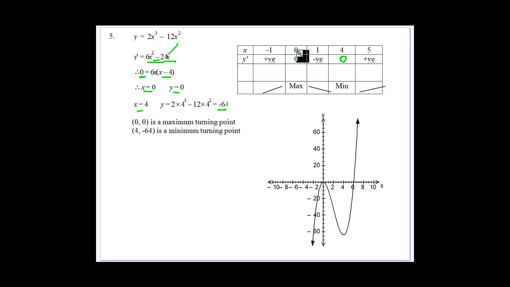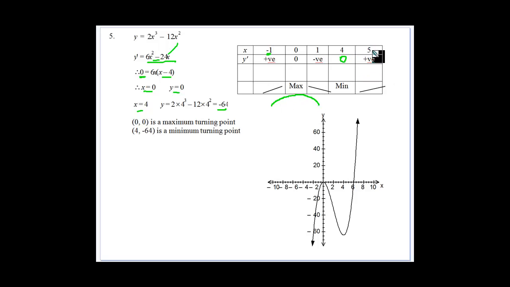But what happens before 0? When x is equal to minus 1, we get a positive gradient. We sub minus 1 into our gradient function, and the curve is rising. Between 0 and 4, at 1, we sub that in, we get a negative gradient, so our curve falls. So our curve rises, stops, and falls. So we get a maximum turning point there.